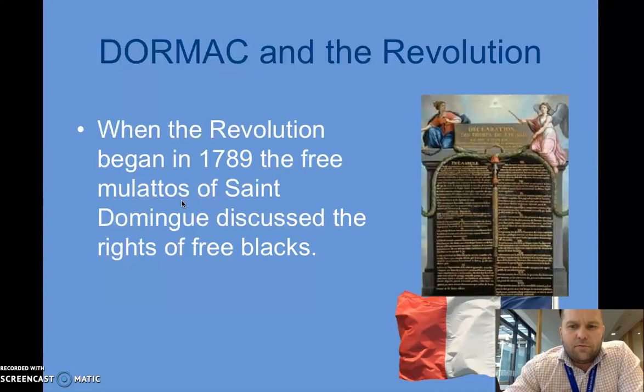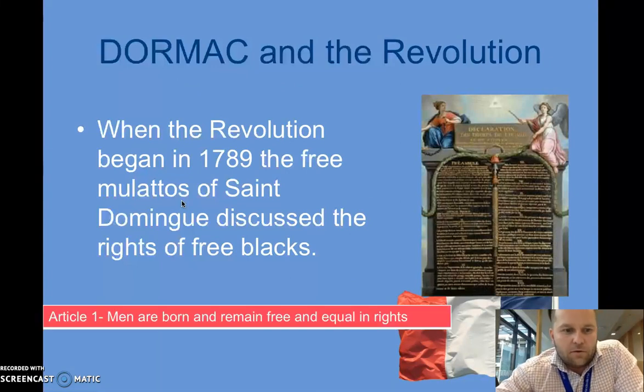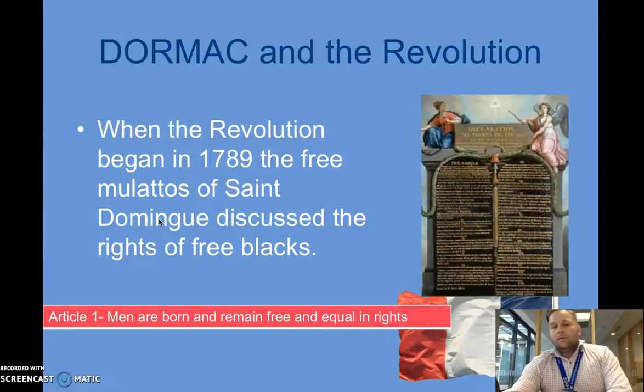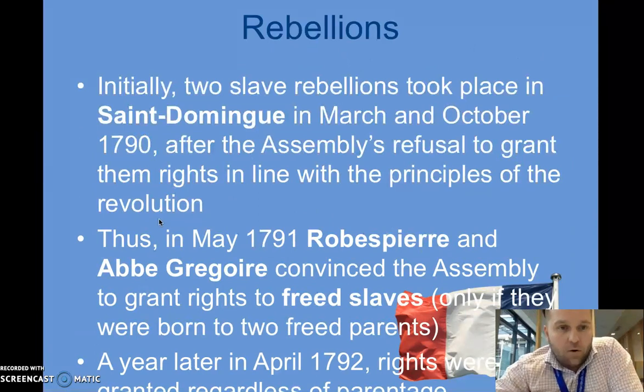And when the French Revolution begins, and the wonderful declarations, including Article Number 1, that men are born and remain free and equal in rights, this idea does spread to the colonies, okay? And those of mixed race began to discuss the rights of free blacks and, of course, enslaved blacks. So what happens? Over time, we see that there are 3 rebellions.